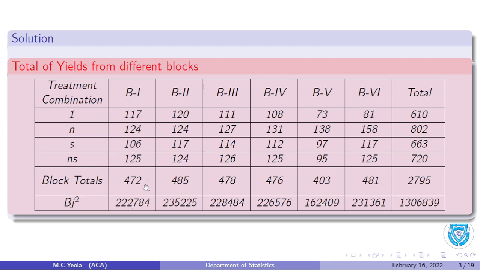So we'll get these as the block totals, all these 6 blocks we are having, so 6 totals we will get, and the total of all these 6 values, or the total of all these treatment combinations, that is the G here, the grand total. Then for obtaining the block sum of squares, we require the square of these block totals. So squares we have done here, this is the square of 472, this is the square of 485, likewise here, and this is the total of all these squared values.